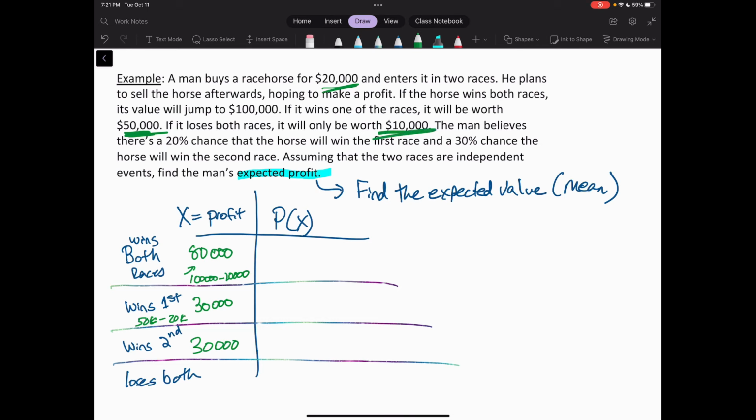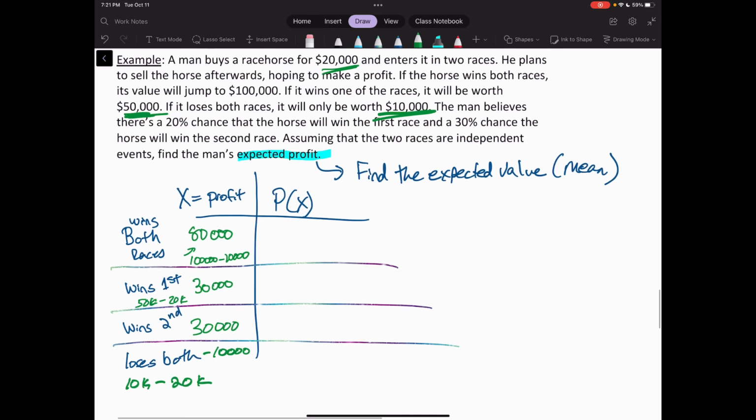Okay? Well, the horse is worth $10,000, but I paid $20,000 for it. So now my profit is a net loss of a negative $10,000. Okay, so if he loses both races, the profit actually won't be a profit, it'll be a loss of $10,000. So make sure it's a negative there.